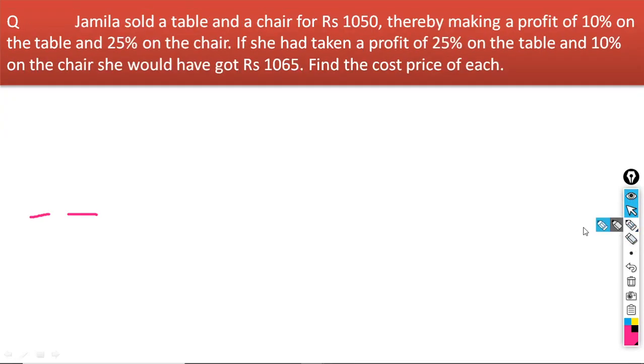Let us discuss this problem. In this problem, Jamila sold a table and a chair for rupees 1050, making a profit of 10% on the table and 25% on the chair. In the question, we are going to consider the cost of one table is x and the chair is rupees y.